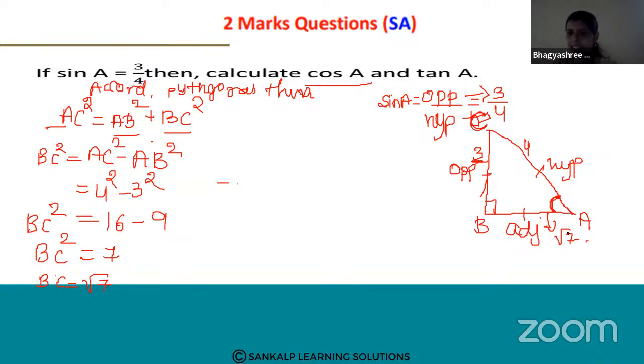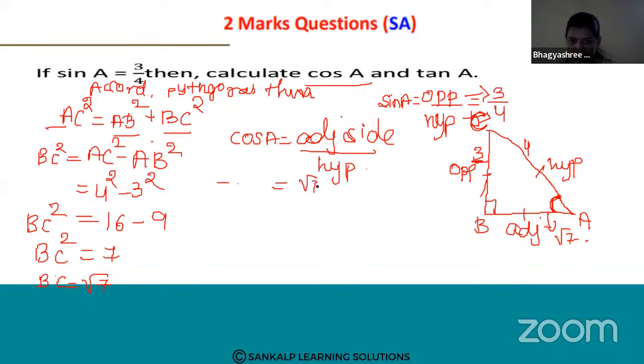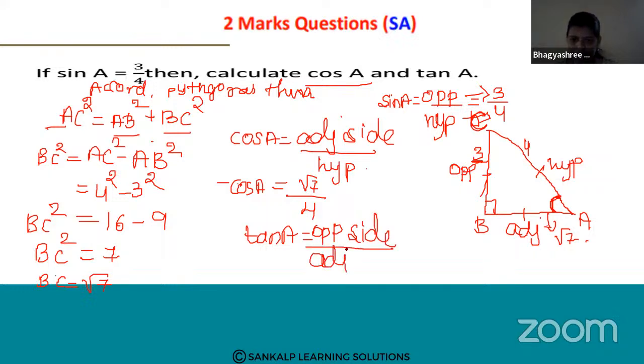So now it is easy to find out the value of cos A and tan A. Yes, cos A means what? It is adjacent side divided by hypotenuse, right? Adjacent side value is root 7. Hypotenuse is 4. This is the value of cos A. Okay, and tan A. Tan A means it is opposite side divided by adjacent side.